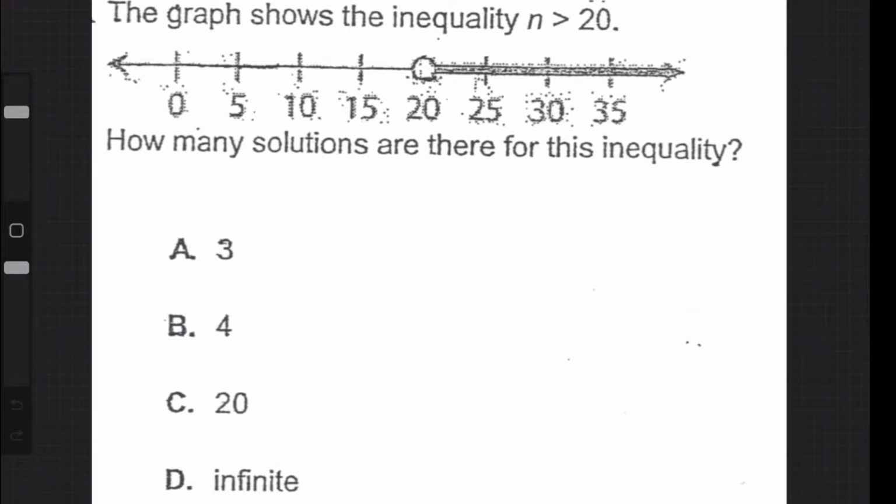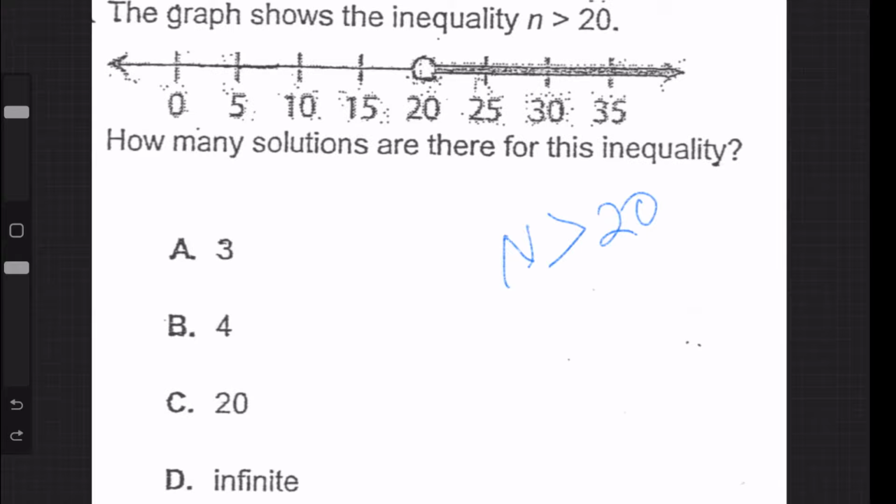The graph shows the inequality of n greater than 20. How many solutions are there for this inequality? All right, first of all, we've got n is greater than 20. That means it does not include the number 20. If it included the number 20, there would be a line of greater than and equal to, but it does not show that. It says greater than 20. So that line for the equal to isn't there. So we need a number that's greater than 20.